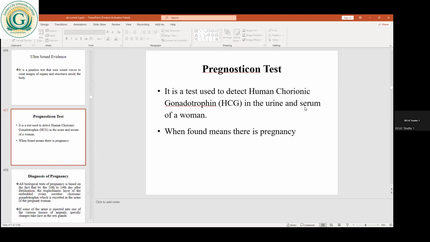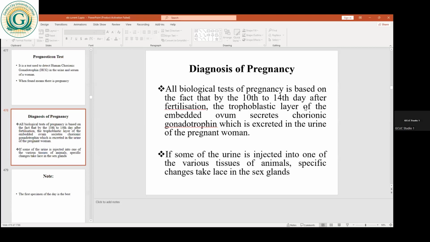So, to diagnose the pregnancy, we normally collect the urine of the mother, and we look for chorionic gonadotrophin hormone, which is excreted in the urine of the pregnant woman. And if the woman is not pregnant, you will not get this hormone in the urine. So it's a positive test because it is produced by the trophoblastic layer of the fetus. So it's a positive sign of pregnancy. The first specimen of the day is the best.